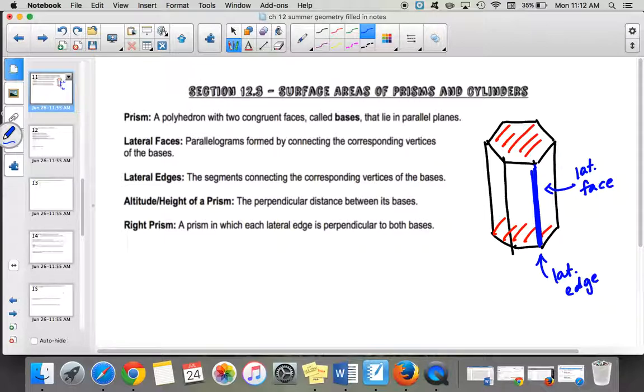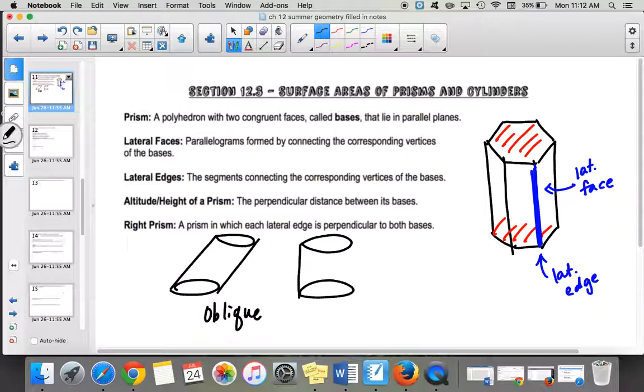Okay, the altitude or the height of a prism is just the distance that separates the two bases. And then a right prism is a prism in which each lateral edge is perpendicular to both bases. So remember I told you there's something called an oblique. Oblique is where it's sideways, like it's slanted, and a right one is where it's straight up and down. Okay, so these are all our definitions. We got that down?